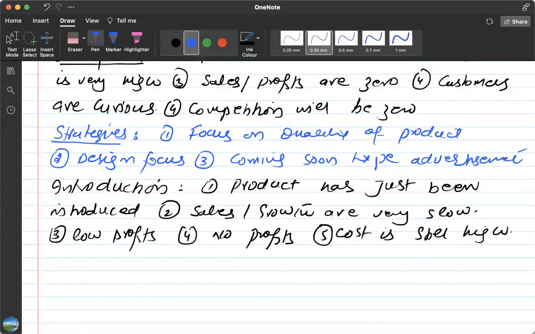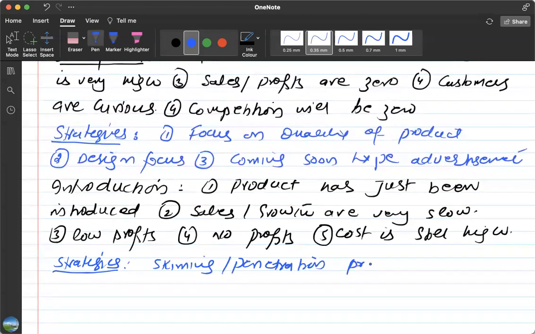What are the organizational strategies at this stage? They introduce a pricing strategy, skimming or penetration pricing. What do we mean by skimming or penetration? It means that either we charge a very low price, that is called penetration, to enter into the market, or we charge a very high price to show that our product belongs to a prestigious brand, for example.